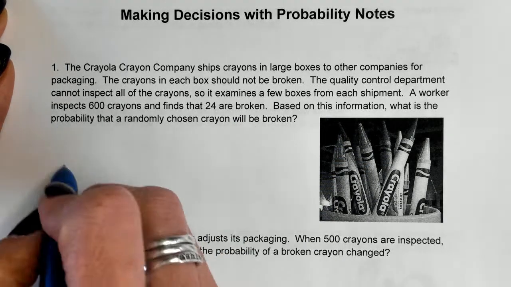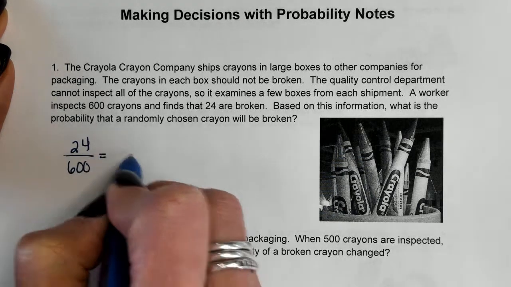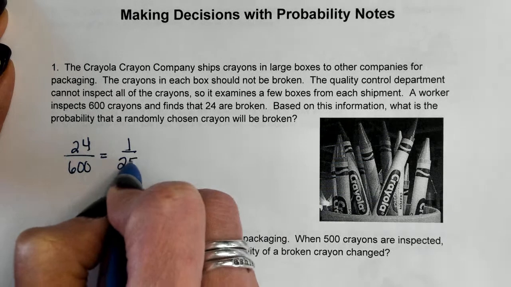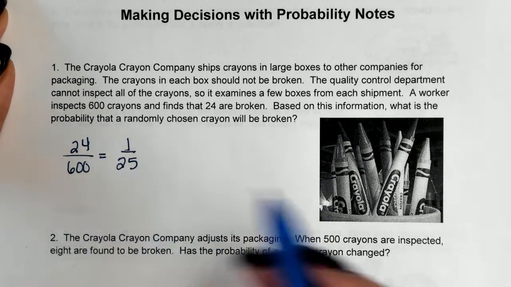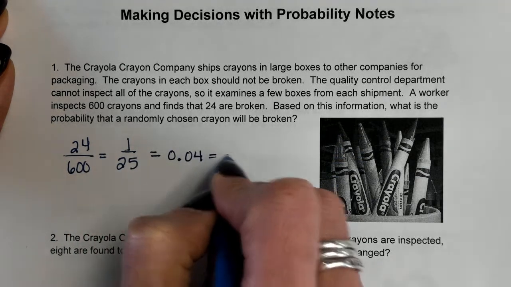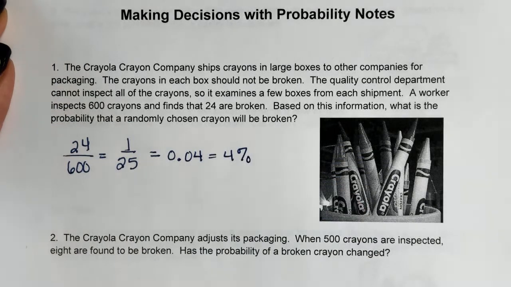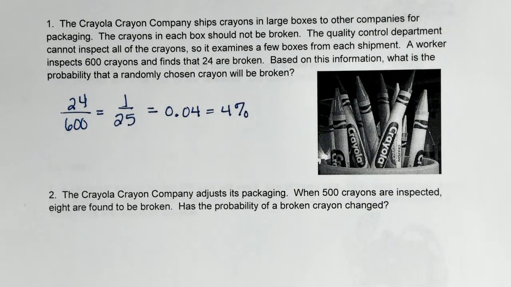So they're telling us that they're pulling 24 crayons out of 600. So we want to reduce that down first. That reduces down to 1/25th. Okay? So depending on how they want you to express it, normally it's a fraction. We can do this as a decimal, and we can also do this as a percent. So the crayon company is looking at about 4% of their crayons being broken, which isn't really terrible. So that means that 96% of their crayons are good. But to maximize profit, a company doesn't want to have any broken crayons if they can help it.